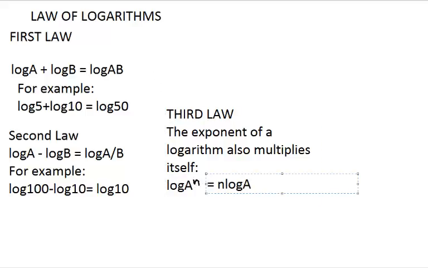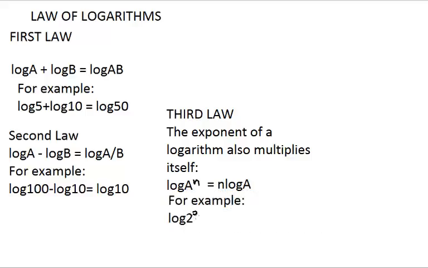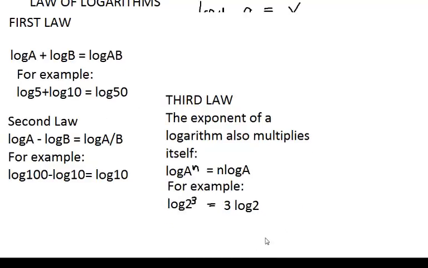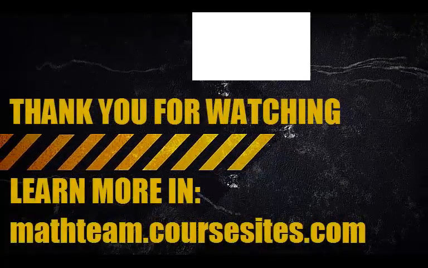So there's the last law, which is that the exponent of a logarithm also multiplies itself. We have this number with this logarithm with this exponent, which is equal to the same number but multiplied by its own exponent. For example, logarithm of 2 elevated to the third is equal to 3 times logarithm of 2. Easy, right?